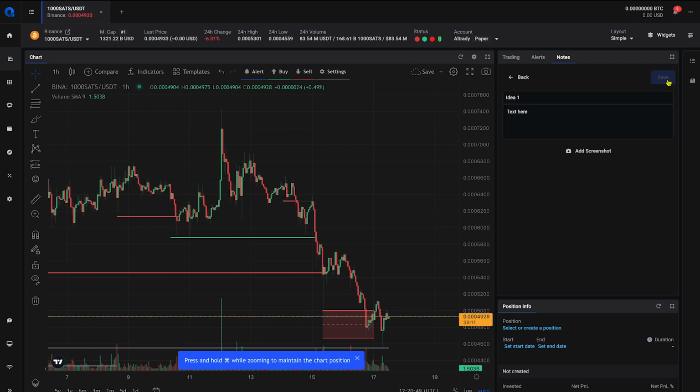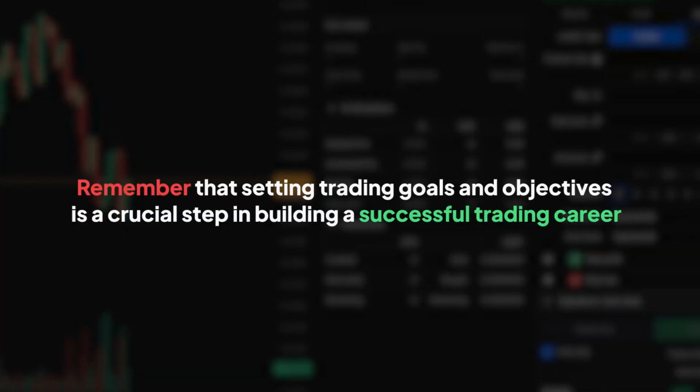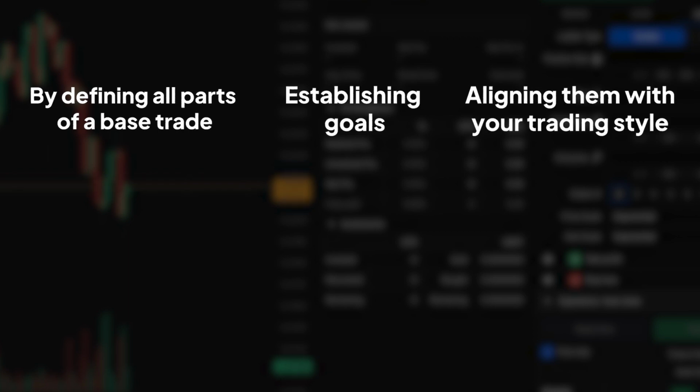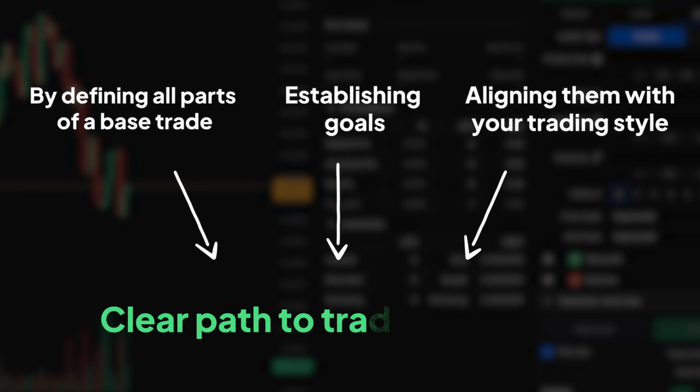As we conclude this lesson, remember that setting trading goals and objectives is a crucial step in building a successful trading career. By defining all parts of a base trade, establishing goals, and aligning them with your trading style and risk tolerance, you can chart a clear path to trading success.